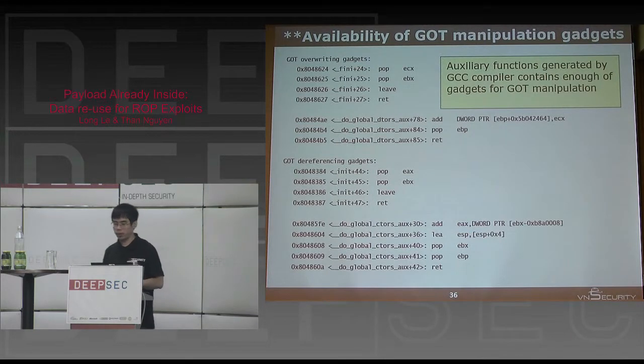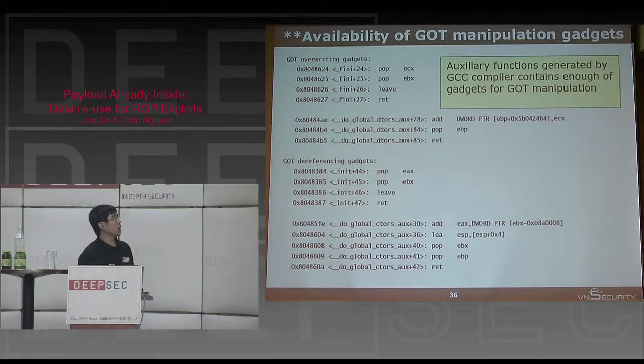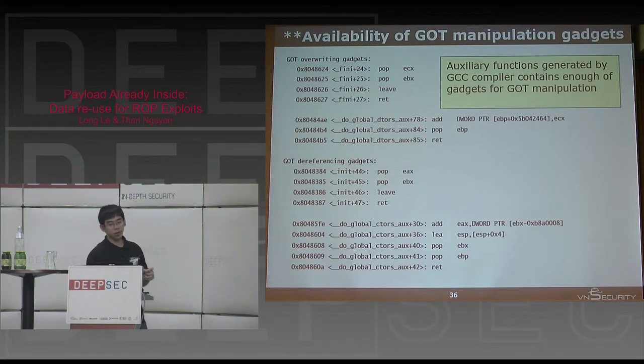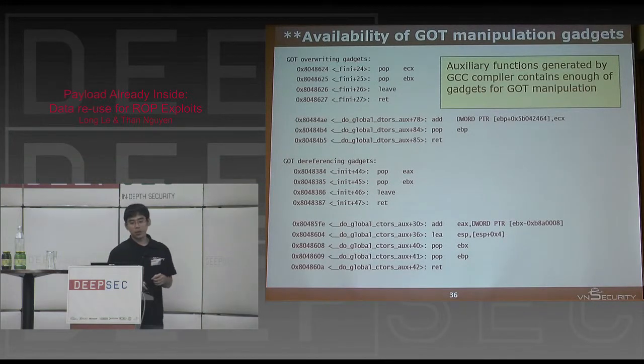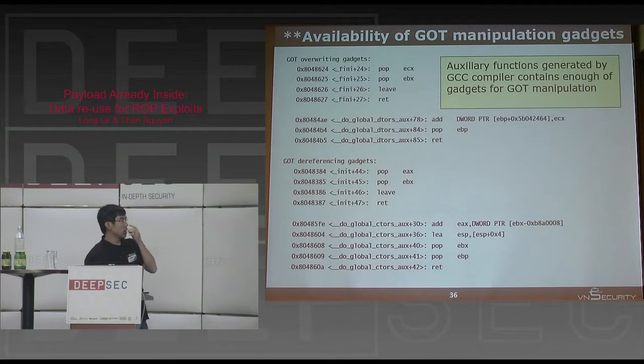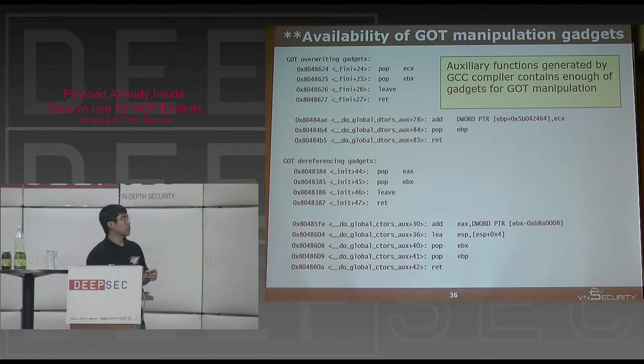So the question of all of this is, what is the availability of the GOT manipulation gadgets? Actually, this is available in the ASCII function, which is generated by the GCC compiler. Which means any program you compile with GCC, this will be available. So we do have enough gadgets. It's enough for us to do the full stage 0 payload, and it's available in all of the binaries compiled by GCC, which is pretty good.